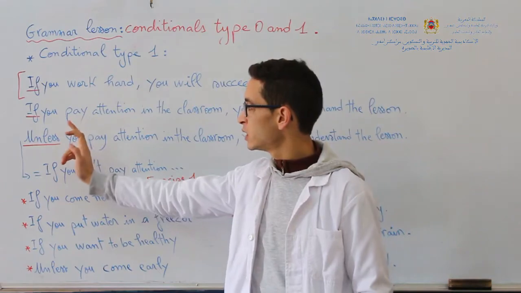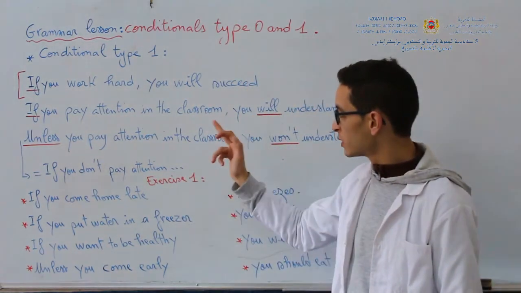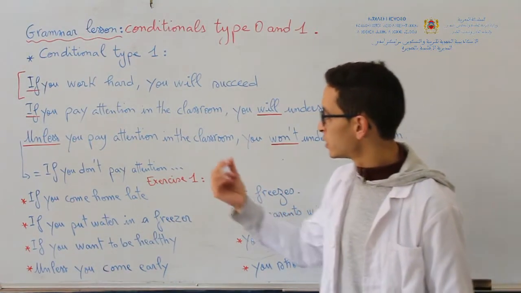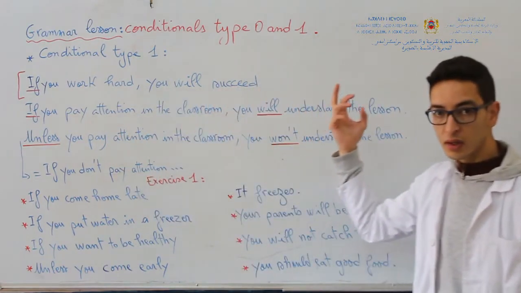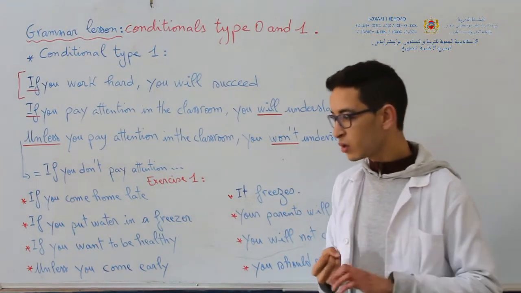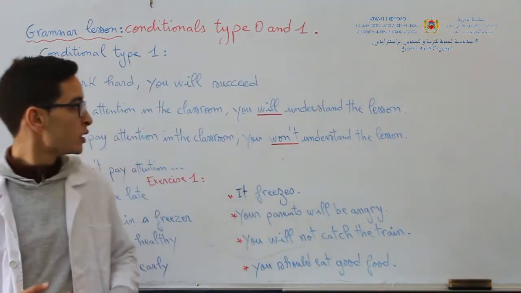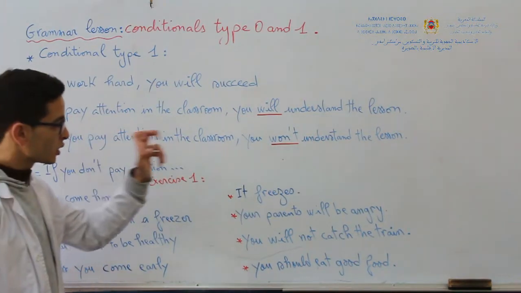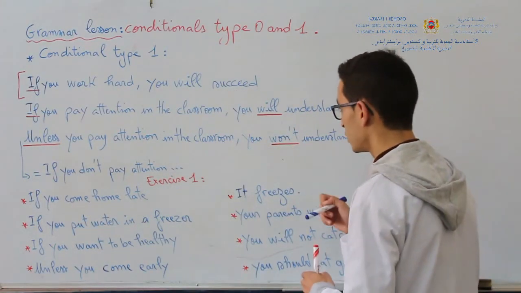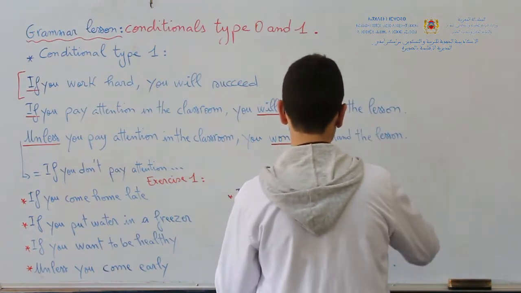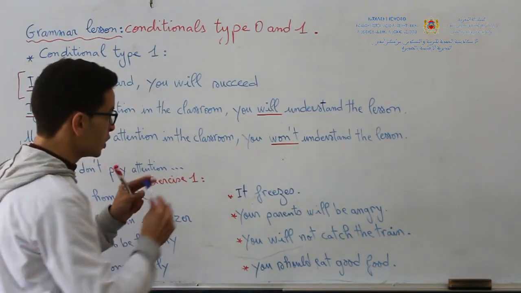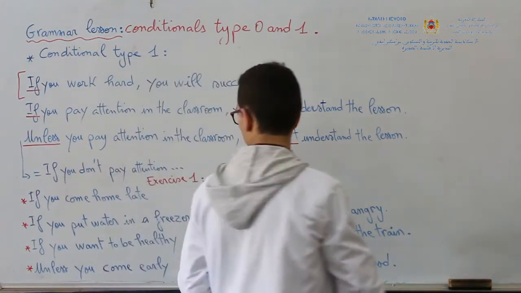Okay, now let's see example number 2. If you pay attention in the classroom, you will understand the lesson. Again, this is a condition for understanding a lesson. It's not the only condition, maybe it's just one condition among many others. So as you can see here, this is the condition, and this is the outcome or the result to be met. But it's usual, or it's likely. Sorry, I forgot just a little dash for the T. You will understand the lesson.